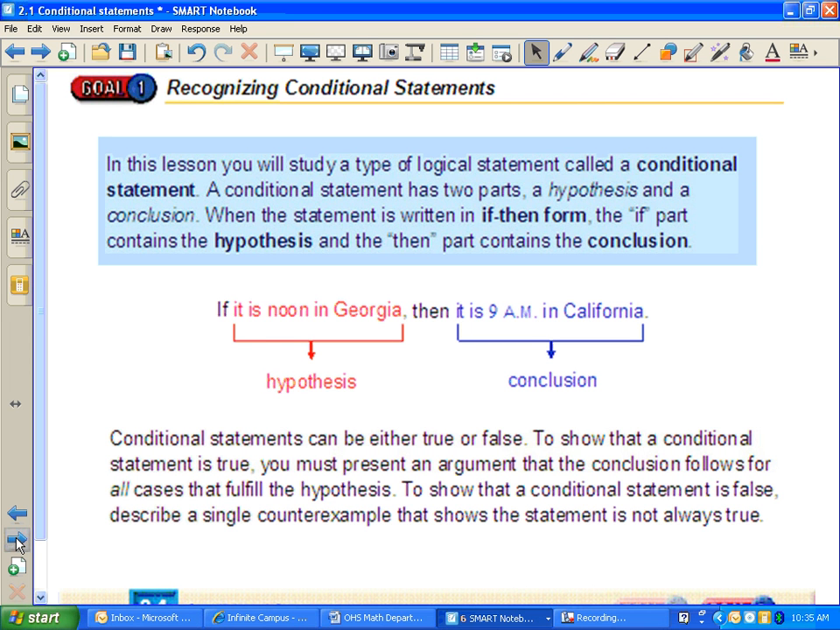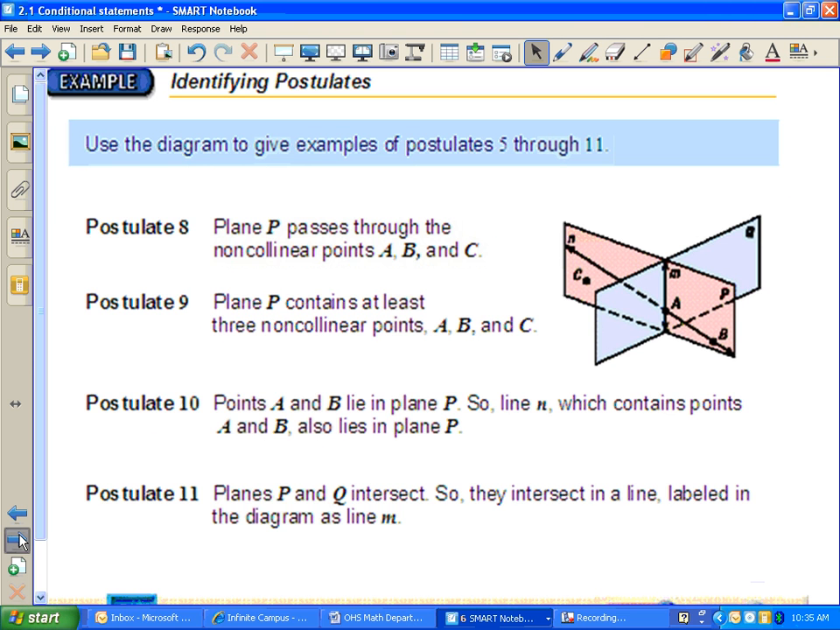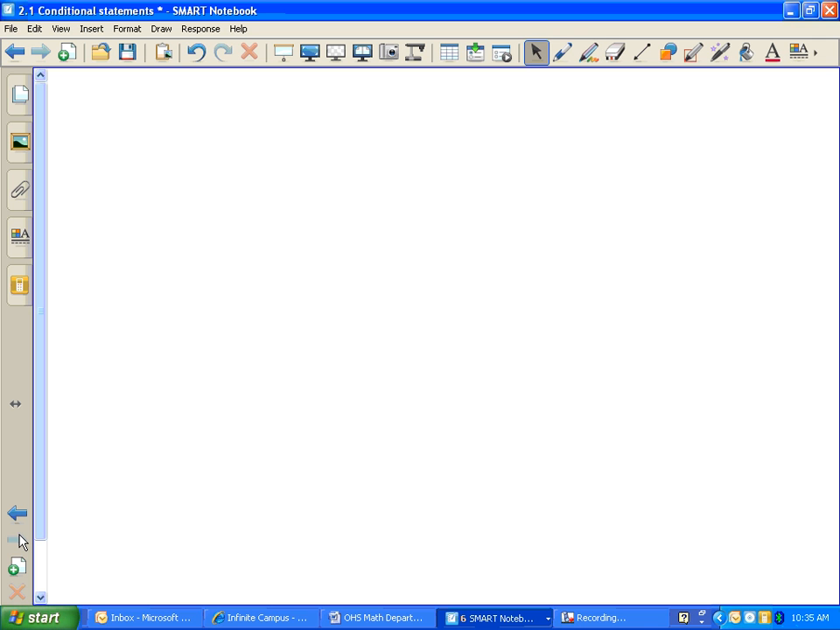All right, this is just extra examples showing you what they are. I'm not going to read those through with you. But they are there. There's examples, little pictures.